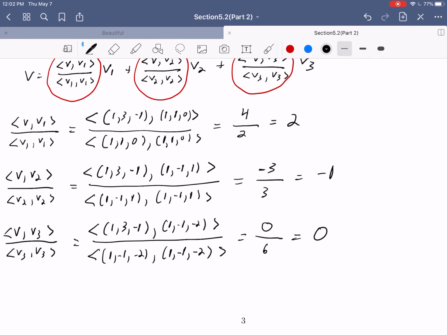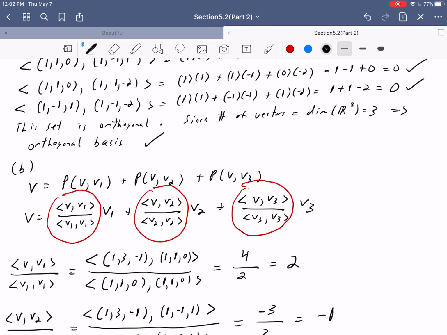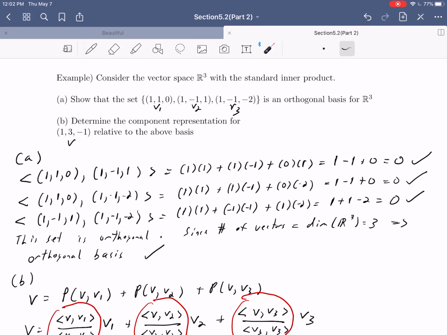So the component representation would be 2, -1, 0. In other words, if we were writing that like we were back in the section where we introduced this, which I believe is 4.7, we would say V sub B here is the column vector (2, -1, 0). So you need 2 of this first vector, -1 of this second vector, and 0 of this third vector to build this guy.